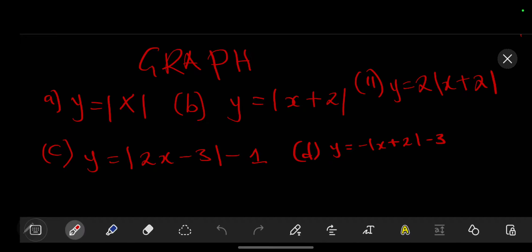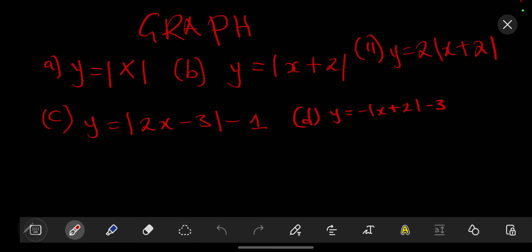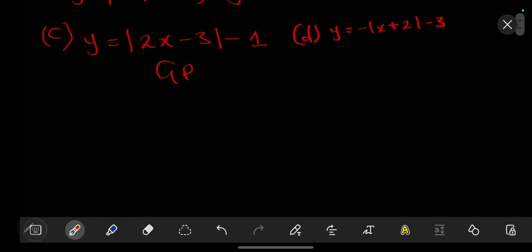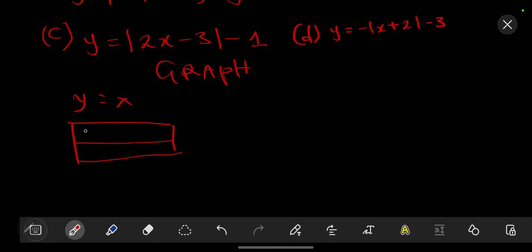So here today we are graphing modulus value functions. So how do we graph that one? Firstly, to introduce you to the knowledge about modulus values, let's say I am told to graph y equal to x. In order for me to graph y is equal to x, I'll realize there is what we call the table of values.